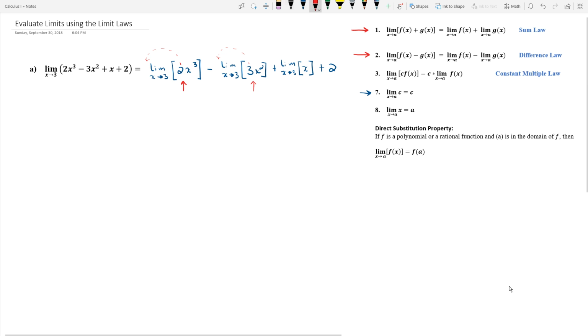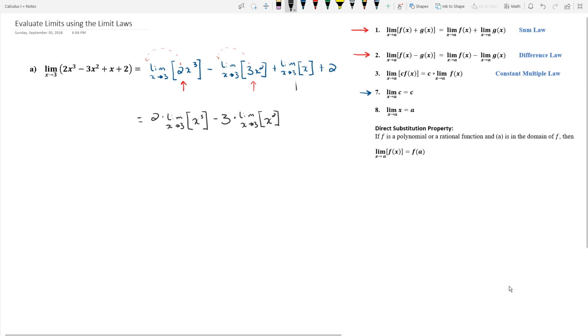So we can set that up now as 2 times the limit as x is approaching 3 for the function x to the third minus the constant 3 multiplied by the limit as x is approaching 3 for the function x squared.